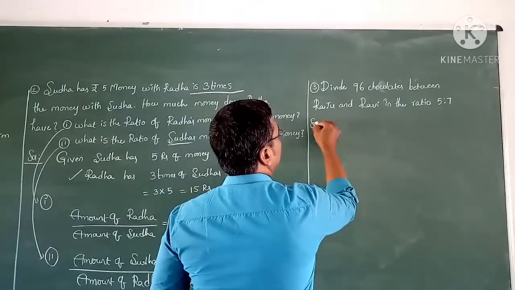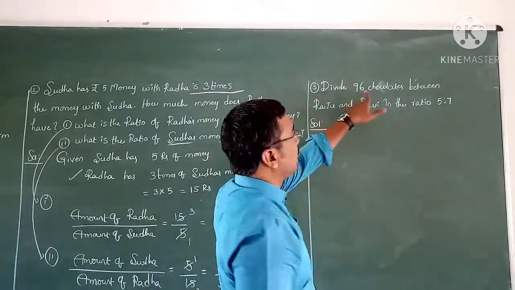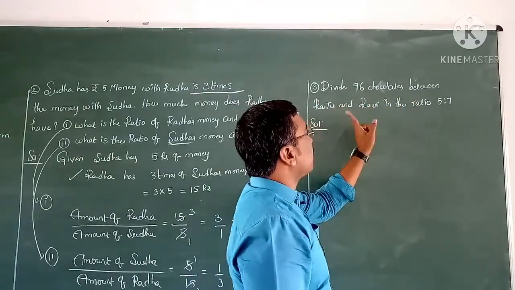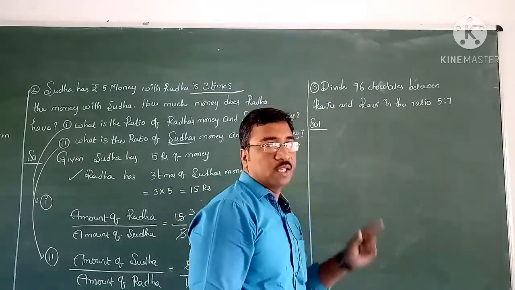See here, third question. Divide 96 chocolates between Raju and Ravi in the ratio 5:7.